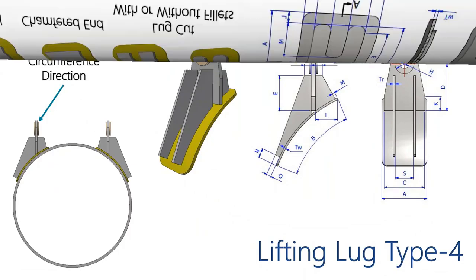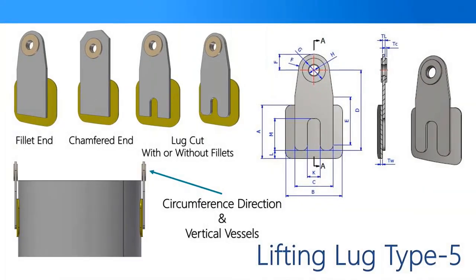Okay. And that one is mostly for vertical vessels. In this type, you have many different options. You can make the end with a fillet like this, or with a chamfer like this one. And the same for the end right here. You can make it a straight end, or with a fillet like this, or a cut like this. And you can make this cut with fillets like this, or with sharp edges like that one.